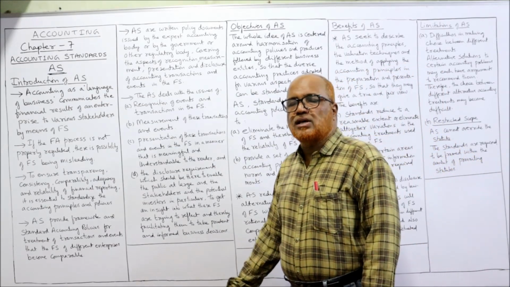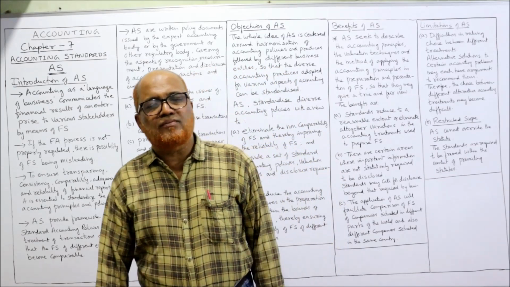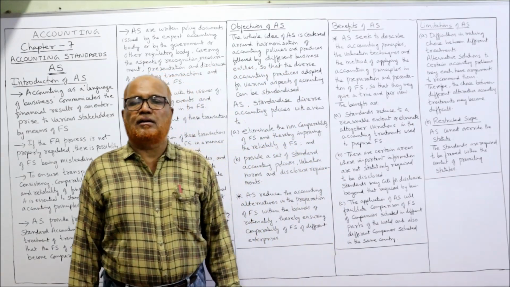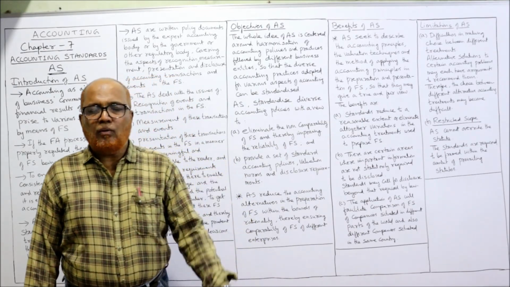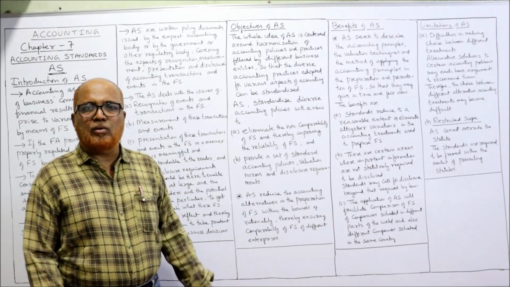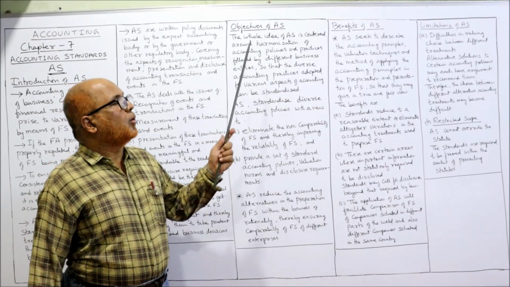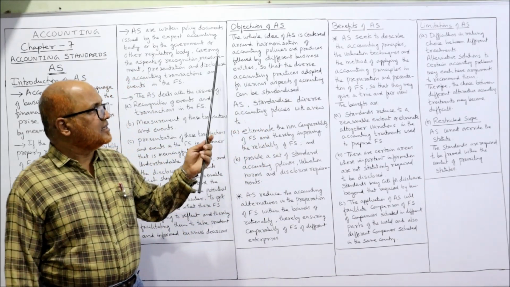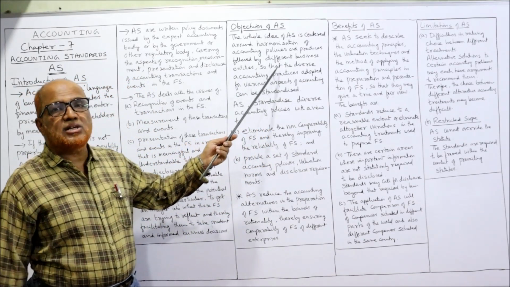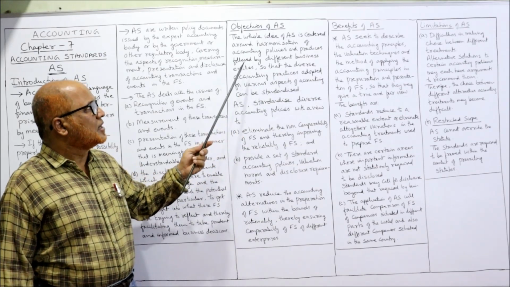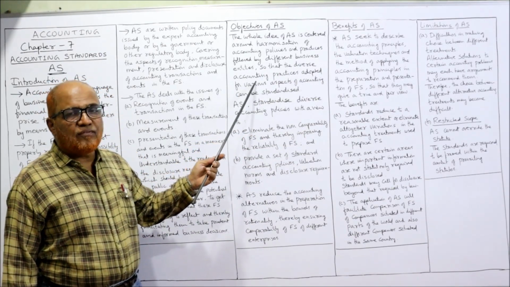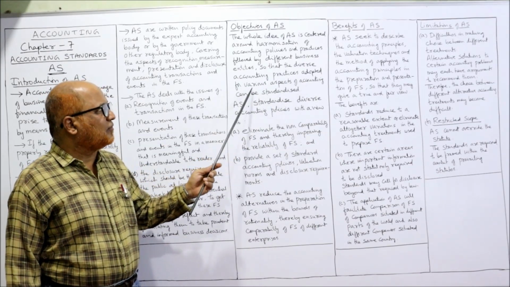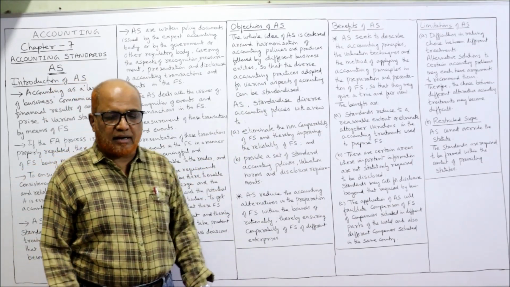Now I'm coming to the next aspect called objectives of accounting standards. First I explained the introduction and meaning. Now the objective. Why are these accounting standards required? The whole idea of accounting standards is centered around the harmonization of accounting policies and practices followed by different business entities, so that diversified accounting practices adopted for various aspects of accounting can be standardized.